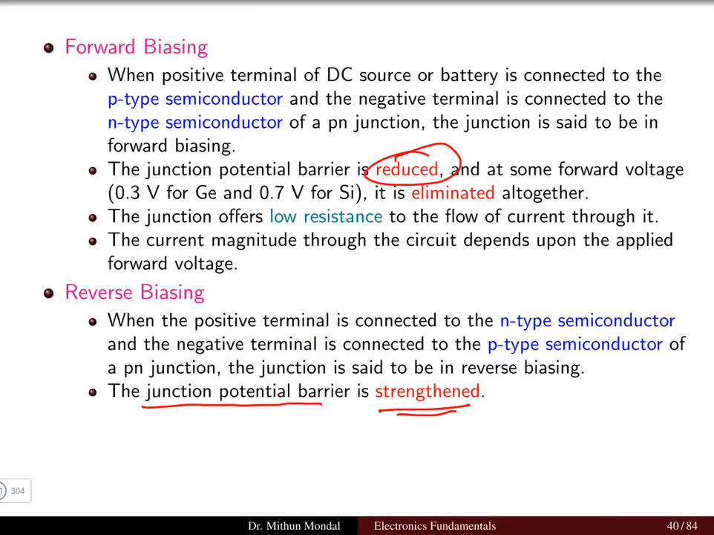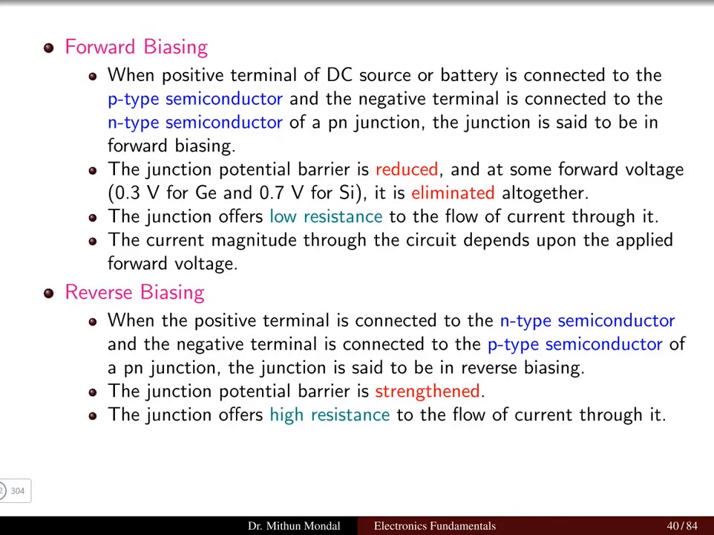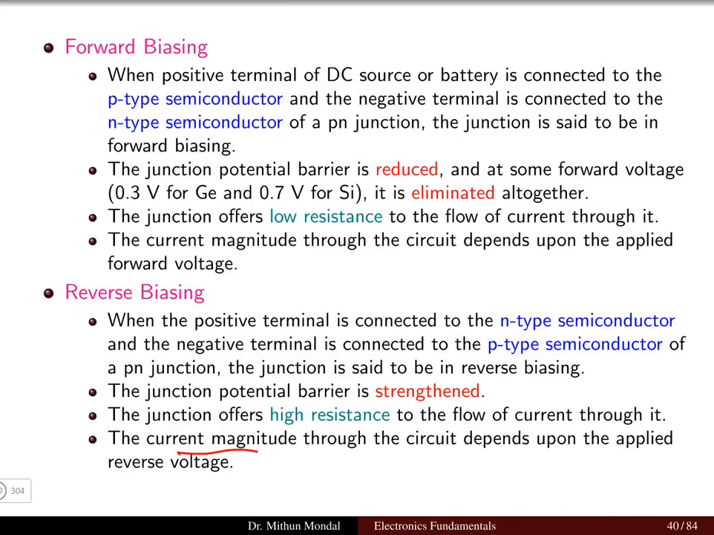Here in the reverse biasing, the junction barrier potential will strengthen itself. The junction will now offer high resistance to the flow of current. So the low resistance path which was given for the forward biasing has now become high resistance in the reverse biasing case. The current magnitude through the circuit depends upon the applied reverse voltage again.